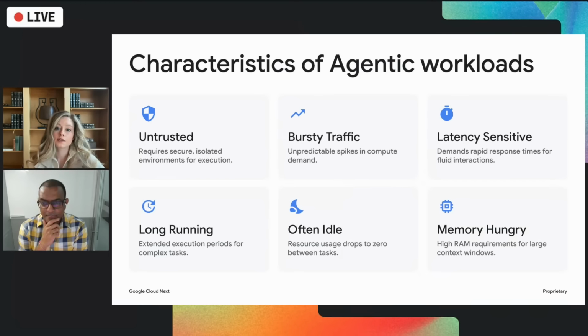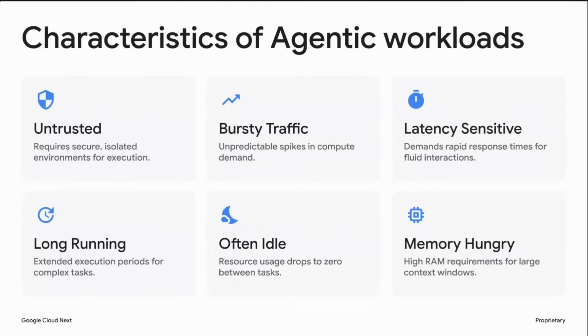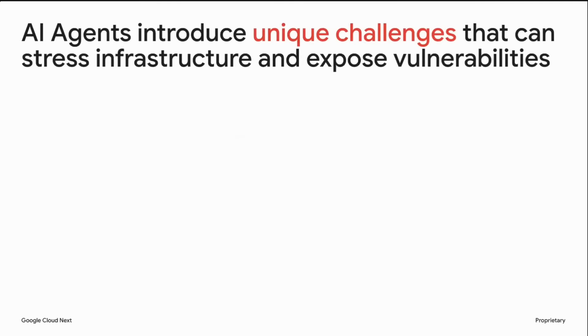Your agentic workloads need to be treated as untrusted. They need to be able to scale and meet bursty traffic, and a lot of them are latency sensitive. Some of them have long-running tasks happening in the background, and a lot of them have idle cycles. Finally, some of the more complex ones are the hungry ones, especially the memory-hungry ones. So AI agents introduce a lot of unique challenges that can really stress infrastructure and expose vulnerabilities.